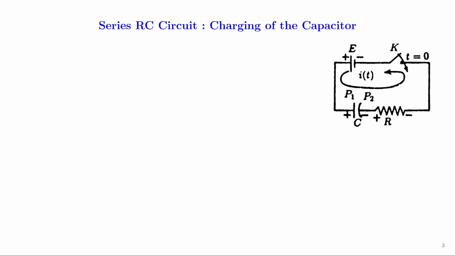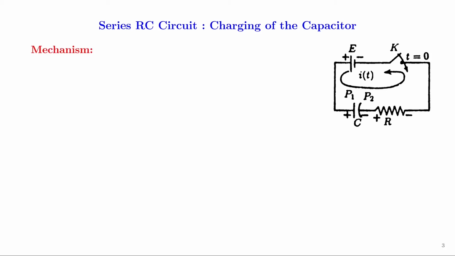This figure shows a series RC circuit. Along with the capacitor, resistor, and the voltage source E, there is a switch K. On closing the switch K at time t equal to 0, the capacitor will be charged through the resistor R by the battery of EMF E.